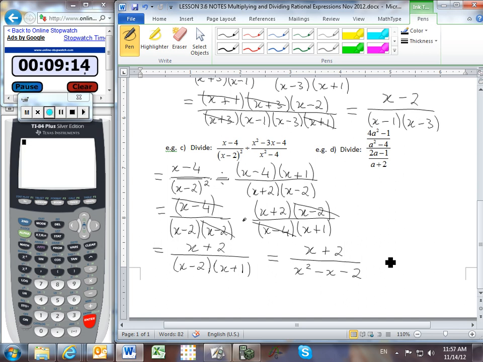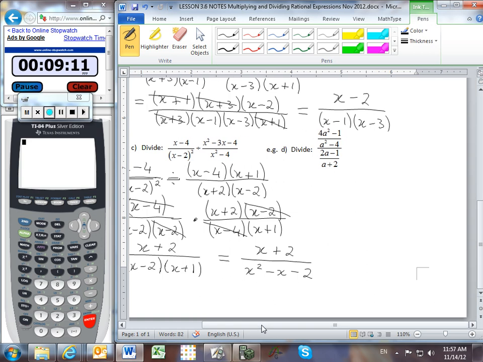And the last example is really just another division problem, although it's been given in another form. You might prefer to rewrite it at the very beginning as the top expression, 4a squared minus 1 over a squared minus 4, is going to be dividing a second expression of 2a plus 1 divided by a plus 2.